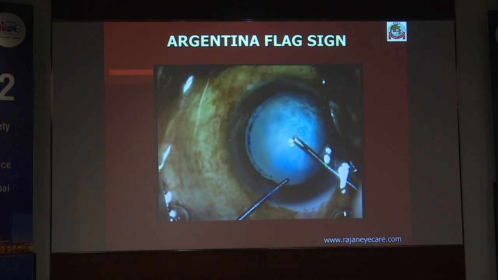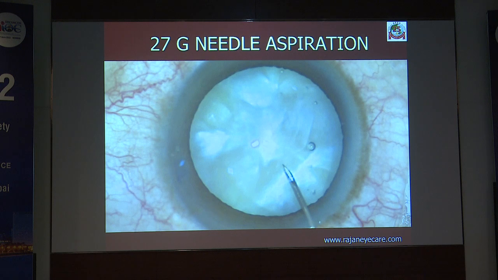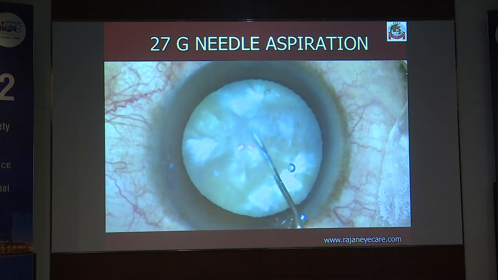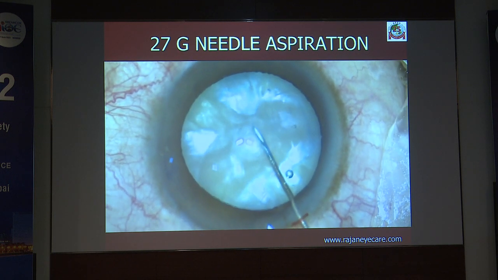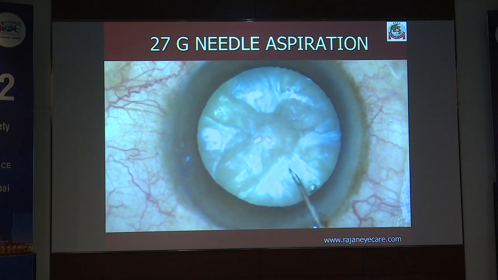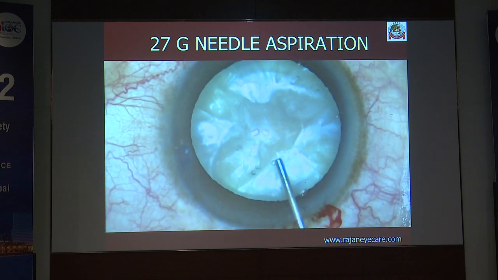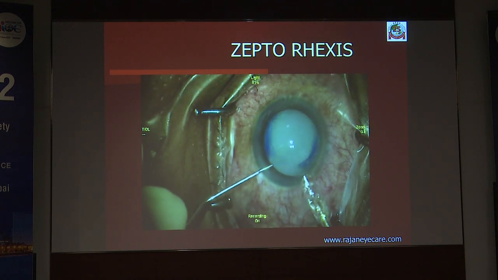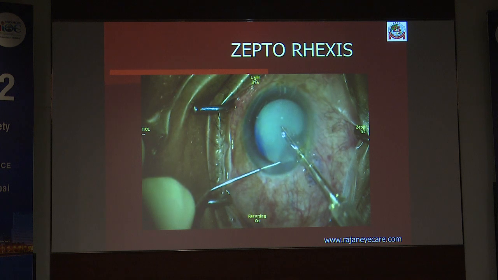You can use a 27 gauge needle. You can see here how I'm using a 27 gauge needle in this particular case and aspirating the front compartment. It works in about 50 to 60% of cases. I'm aspirating and decompressing the intralenticular pressure by means of a 27 gauge needle, and then going ahead with the rhexis in the usual manner. It works many of the times. Or if you have access to Zepto, it is probably one of the ways by which you can get a consistent rhexis even in a mature white cataract.